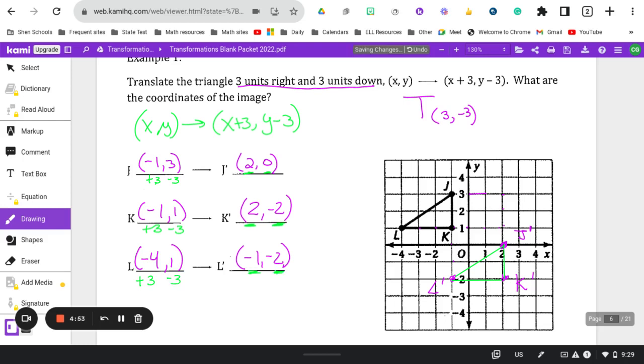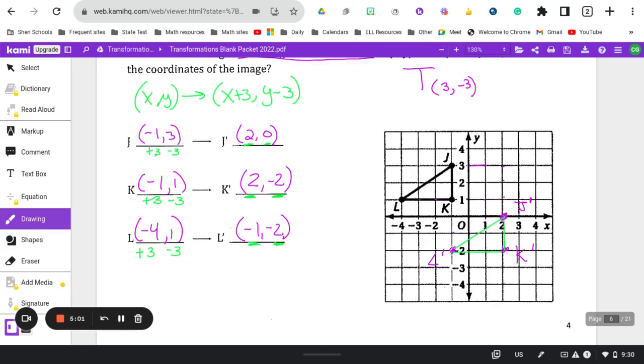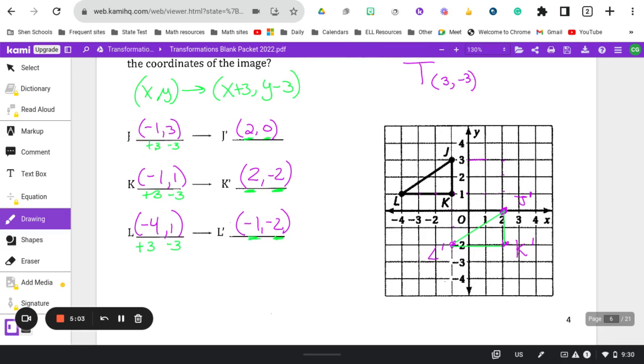So if you wanted to use the rule for the translations to find the coordinates first and then plot those points, you could do that, and that would work as well. Notice that when I made these two triangles, the triangles are congruent.